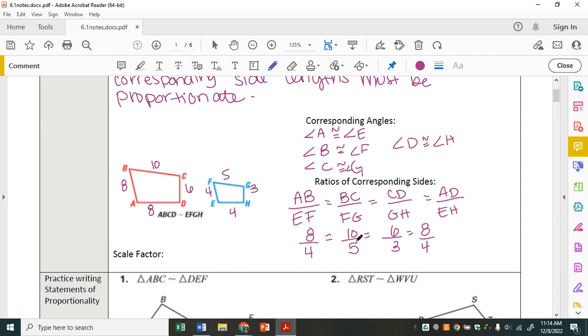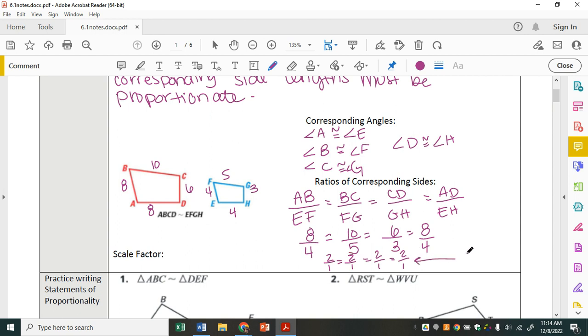So what that means is I need to reduce all of these fractions to make sure that they are in fact going to be proportionate. They're going to be equal, right? So 8 and 4 are both divisible by 4. 8 divided by 4 is 2. 4 divided by 4 is 1. 10 and 5 are both divisible by 5. 10 divided by 5 is 2. 5 divided by 5 is 1. 6 and 3 are both divisible by 3. 6 divided by 3 is 2. 3 divided by 3 is 1. 8 and 4 are both divisible by 4. 8 divided by 4 is 2. 4 divided by 4 is 1. So they are, in fact, all equal.